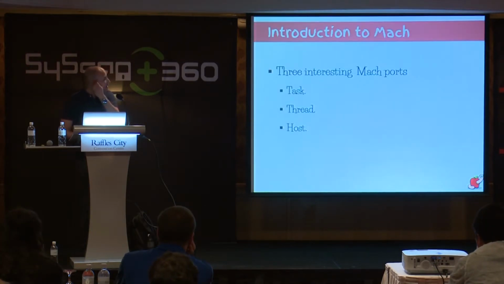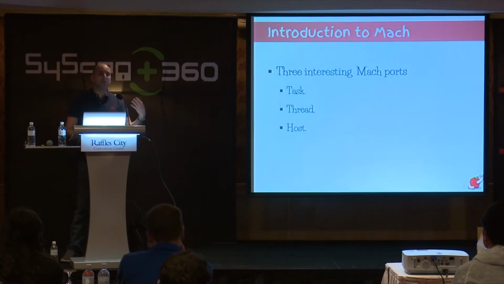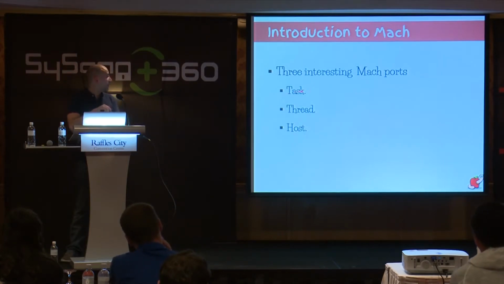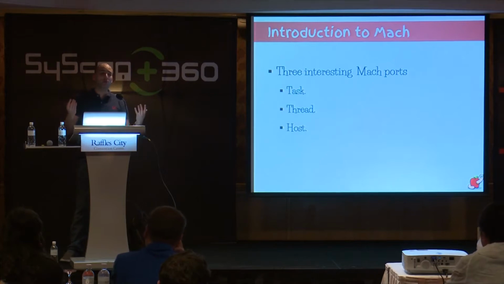If you were here last year, I was talking about kernel rootkits and the interesting Mach ports. There are three interesting Mach ports. There are more ports, the special ports and so on, that are also very interesting. But in terms of an app, of a binary, there are three. The task, which represents the whole process.